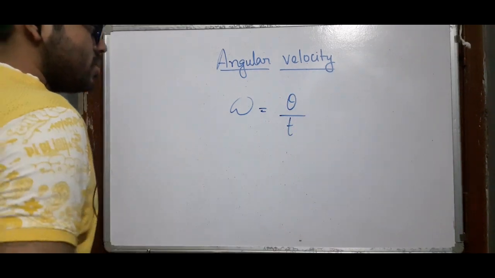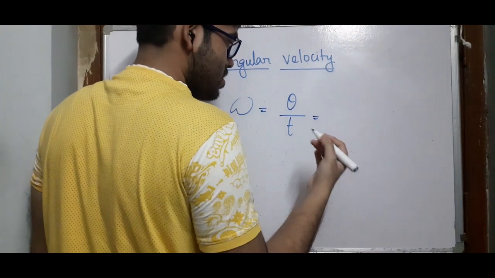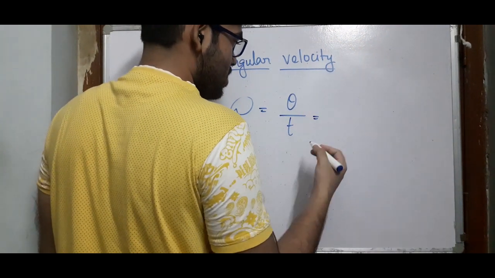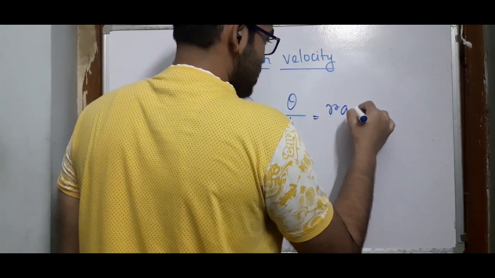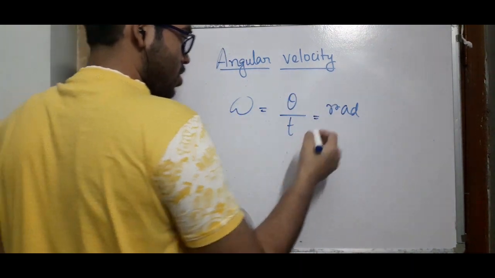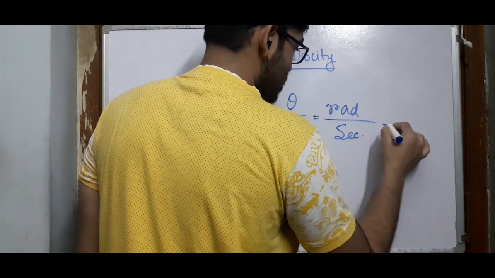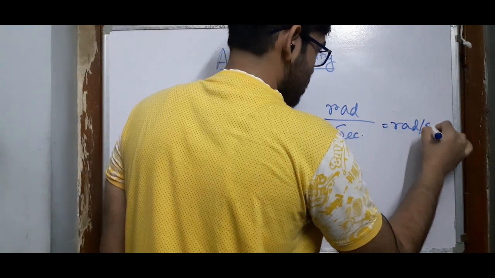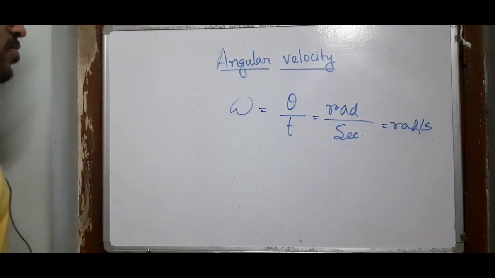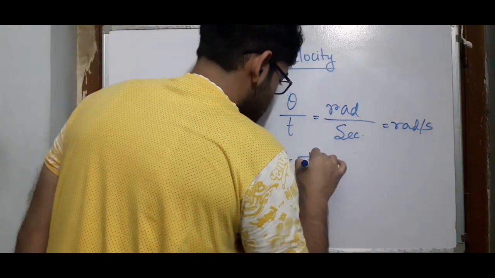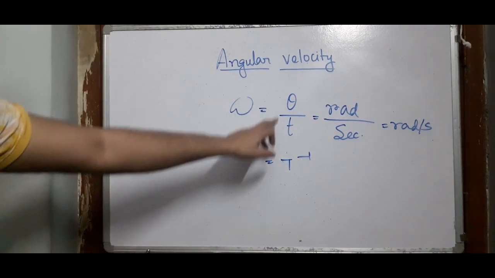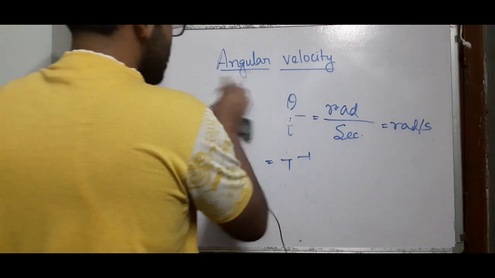So what is its unit? Theta is unitless, theta is dimensionless. Its unit is radian if it is measured in radian, not in degrees, and t is time, so it is measured in second, so rad per second. So the dimension is t inverse, because just now I have told you that theta is dimensionless.